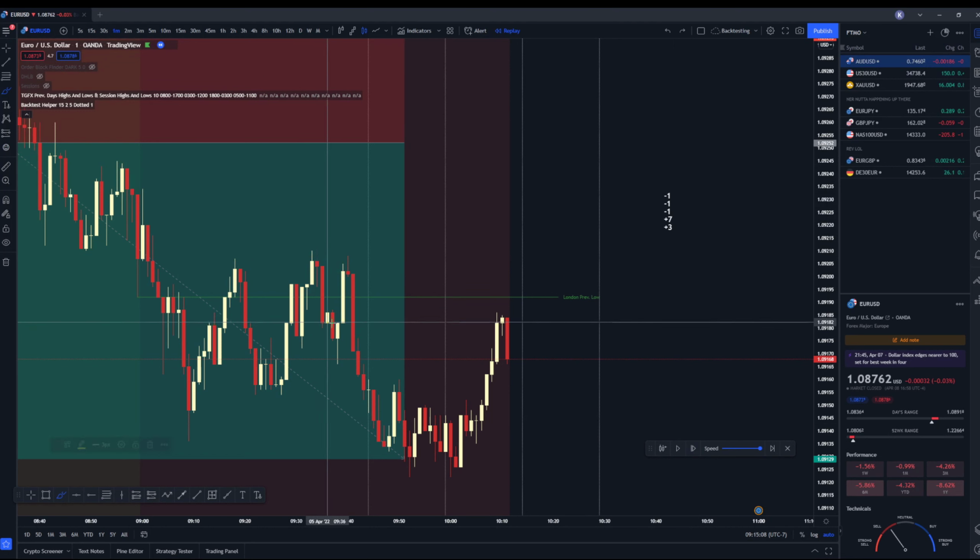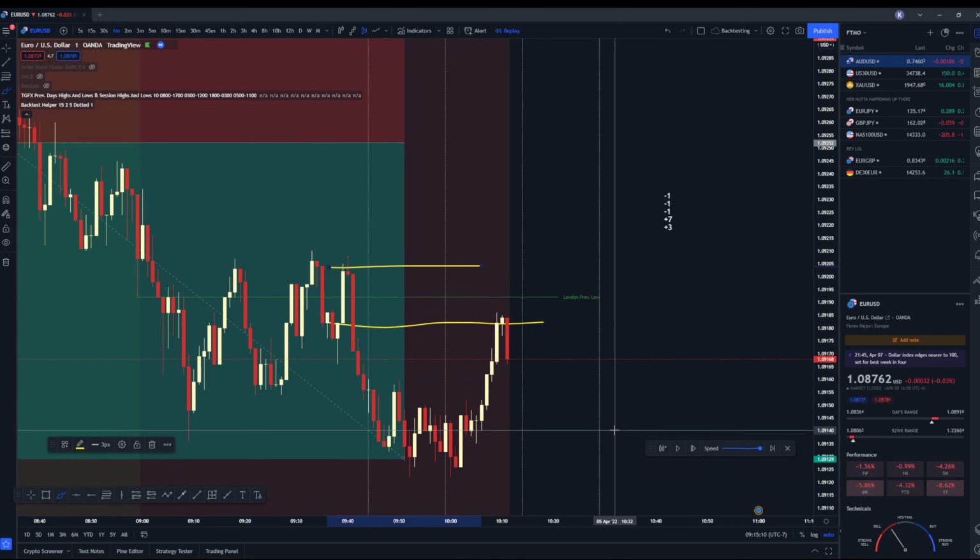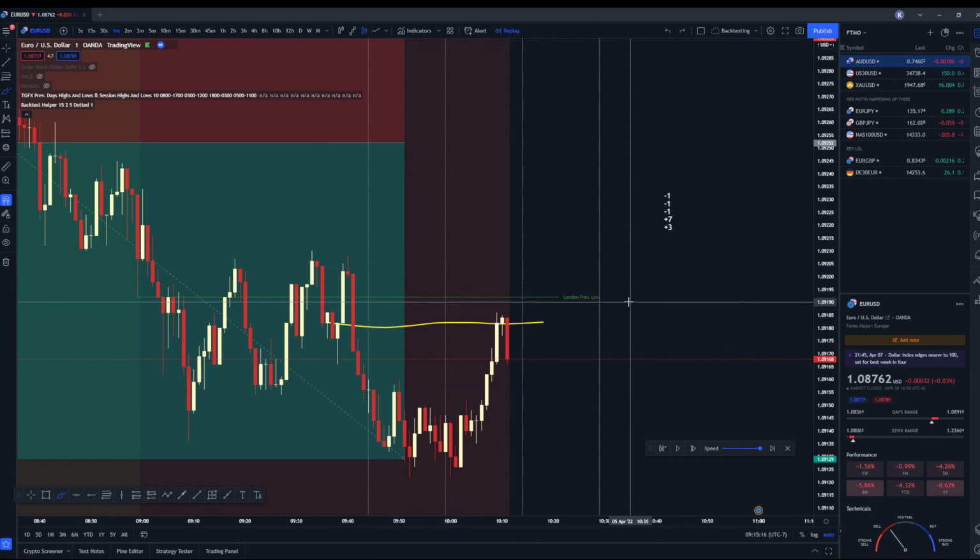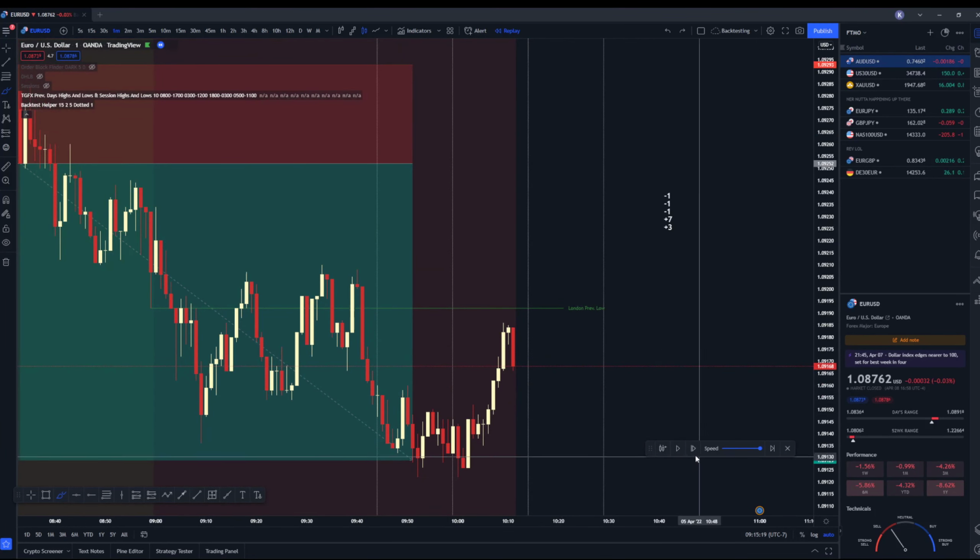Now we could enter off of this based off of this here, but I don't think I want to take that trade just yet. That doesn't feel too right to me. I think we need one more push up.